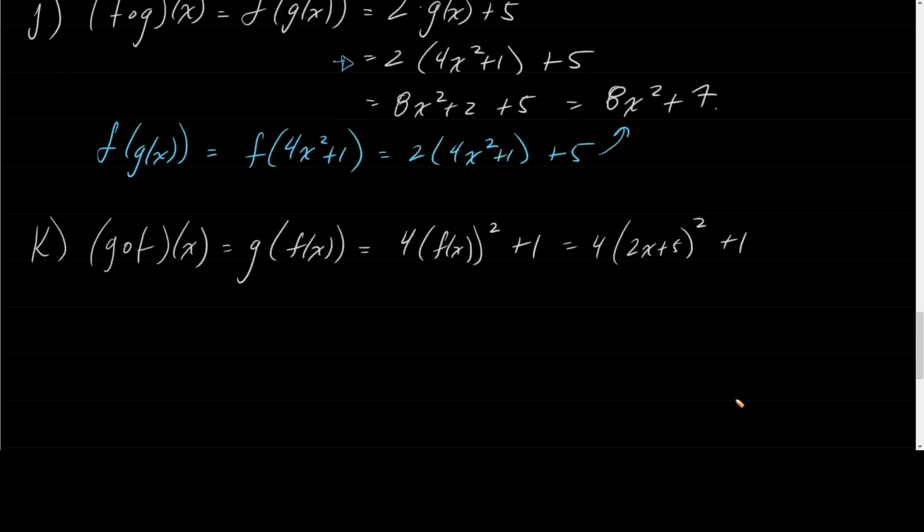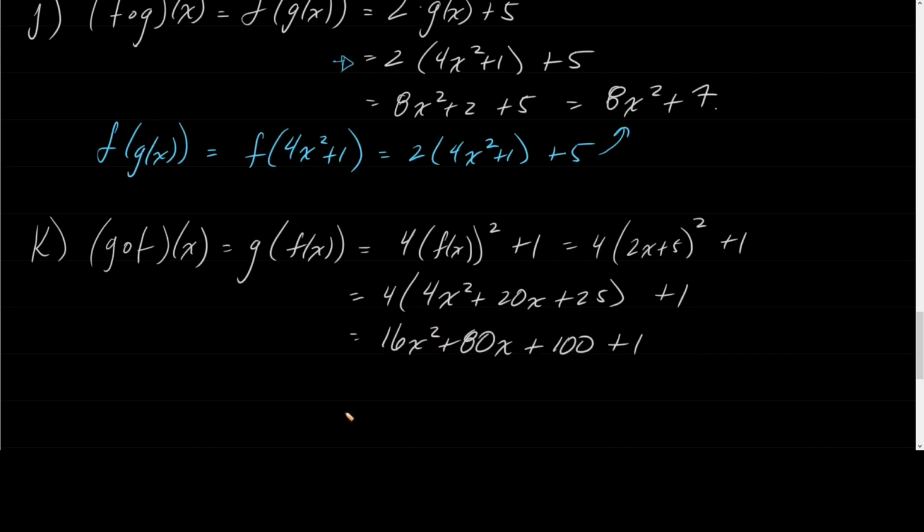and then that plus 1. Let's continue. We have here 4 times, expand this, we're just FOILing it, so we have 4x squared plus 20x plus 25, and then that plus 1. Distribute the 4, 16x squared plus 80x plus 100, plus 1, right? Distributing that, giving us a final answer of 16x squared plus 80x plus 101.